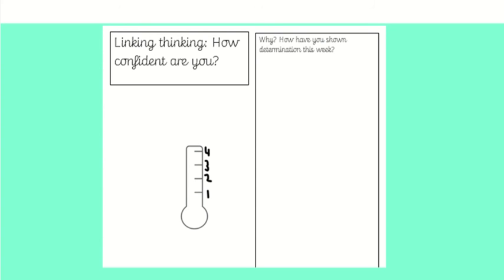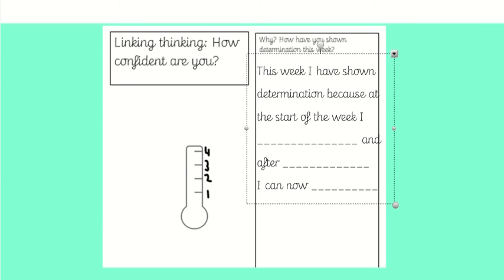So let's have a think about how we can create our reflection for today. So here's a template you can use. So here's an example of how to fill it in. So pause the video now and have a think about how you could fill it in. I'll read it out loud for you. This week I've shown determination because at the start of the week... Now you need to think about what you could do at the start of the week. It may be that at the start of the week I couldn't use fronted adverbials. And after practicing them this week, I can now write a sentence with a fronted adverbial at the start. That could be a very simple way of using this reflection today.